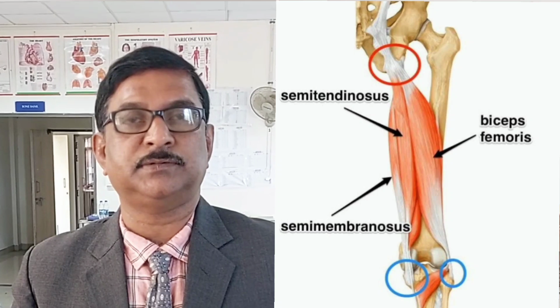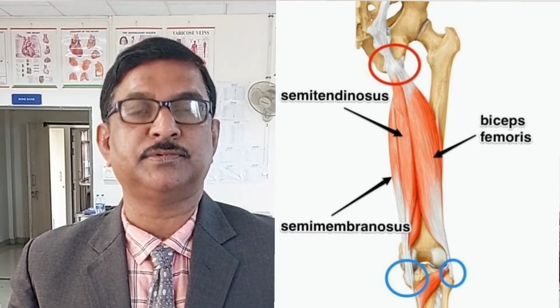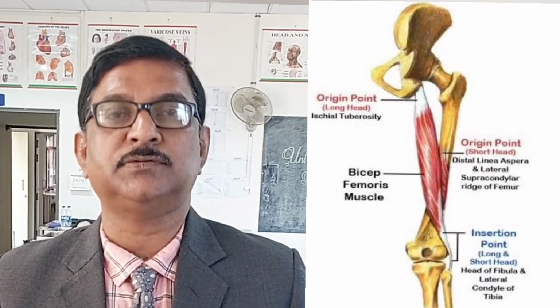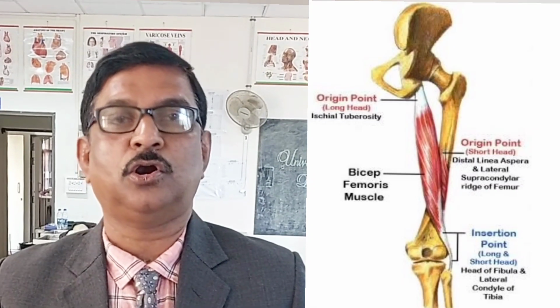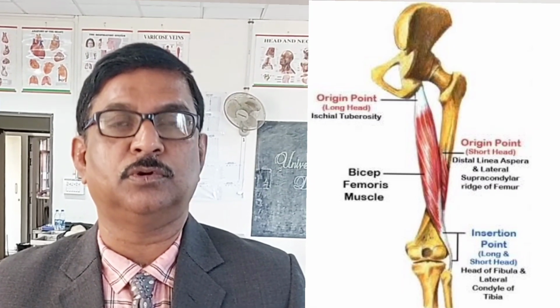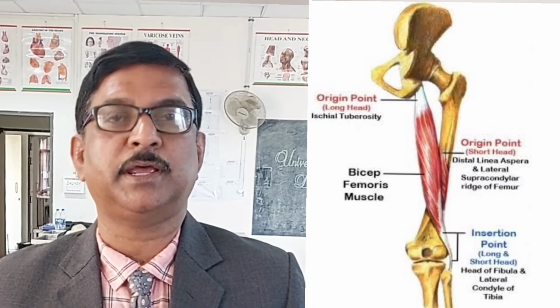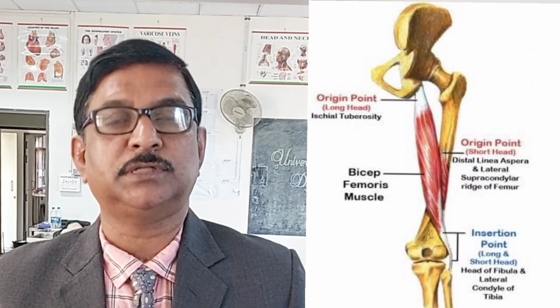But the short head of biceps femoris is not a part of the hamstring because it arises from the linea aspera of the femur, not from the ischial tuberosity of the hip bone. And also it is not supplied by the nerve which is supplying the hamstring group. Hamstring muscles are supplied by the tibial component of sciatic nerve, but the short head of biceps femoris is supplied by the common peroneal component of sciatic nerve.